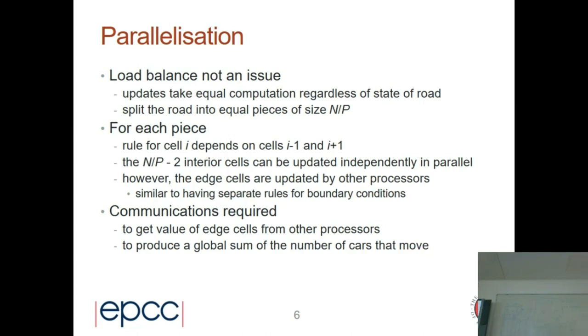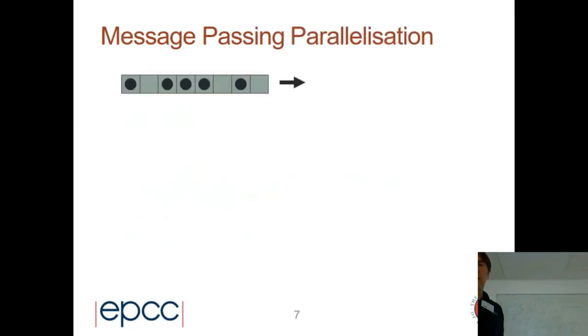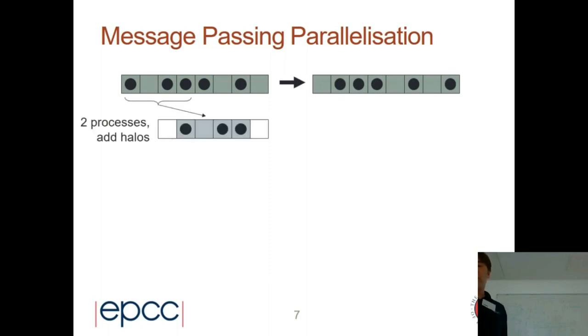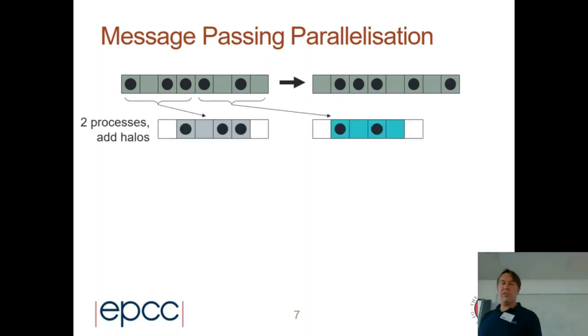So we require communication to get the value of the edge cells from other processes and to produce a global sum of the number of cars that move. Again, we split that up. What we want is to go from that road to that road, which is correct. We have two processors and two halos, so we have four cells. We actually define a road of length 6, because these are the ghost cells. And in this parallelization, you just fill them in from your neighbors.